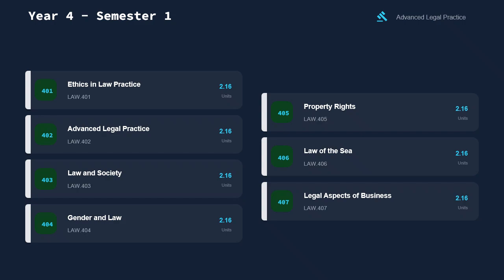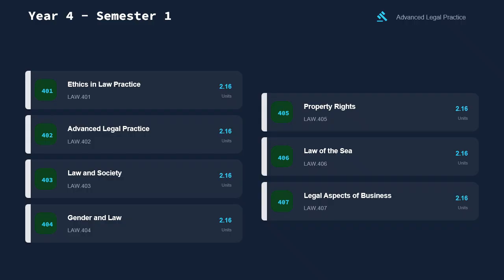4.3 Learning outcomes and competency benchmarks. By completing law and society, students should be able to analyze law-society relationships using theoretical and empirical methods. Evaluate law's role in producing and addressing social inequality. Design legal strategies for social change.